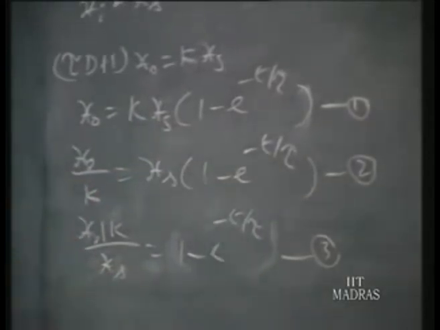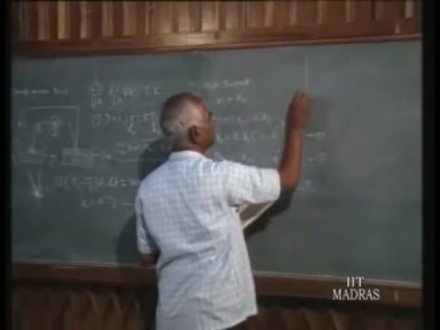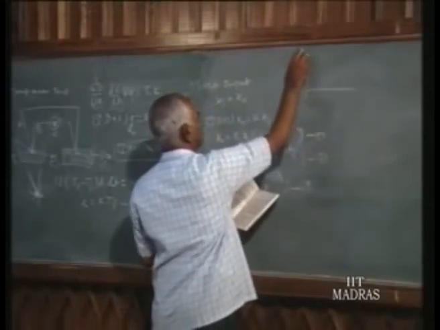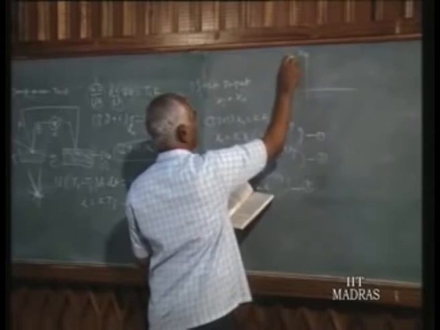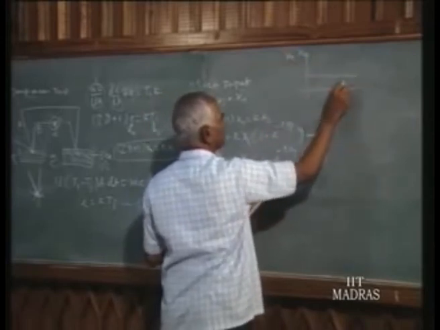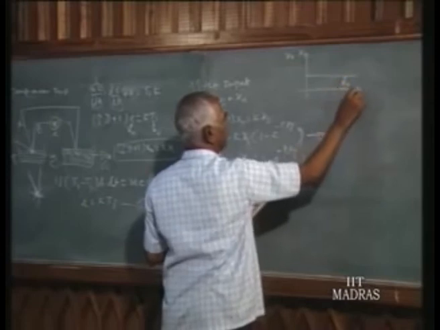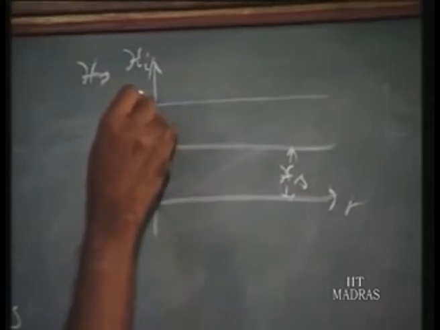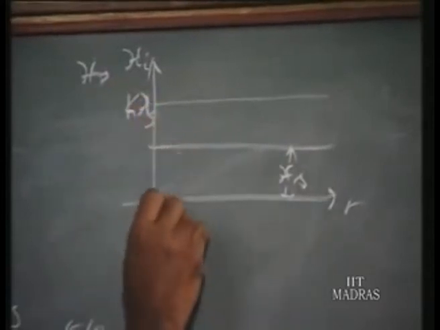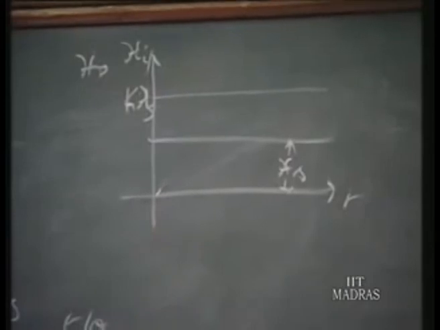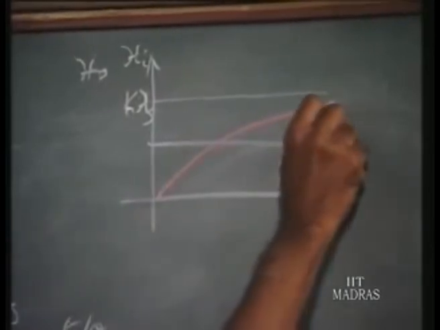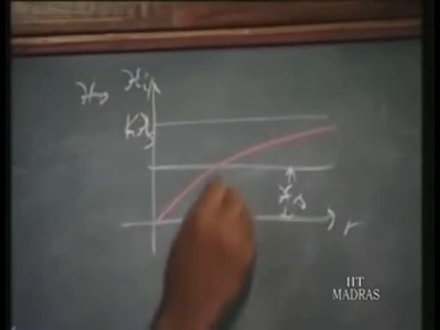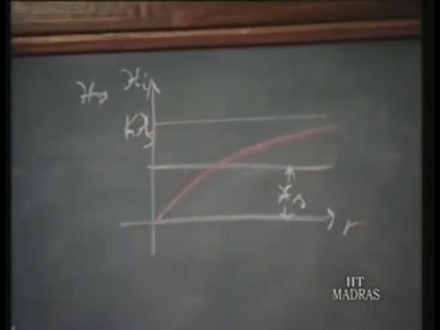If you want to plot the first equation, you will have a plot like this, where Xi and Xo are plotted. Xs is constant with time. The output signal varies around K times Xs, following an exponential variation. At time t equal to infinity, it will be K times Xs. This is the graph for equation 1.